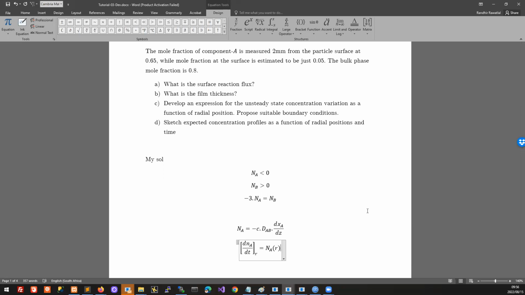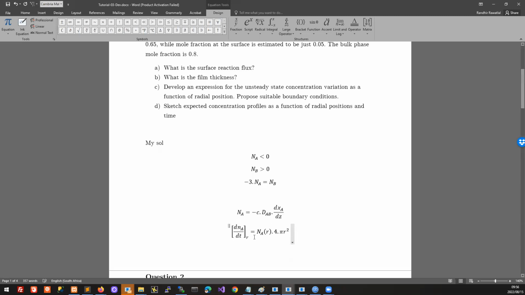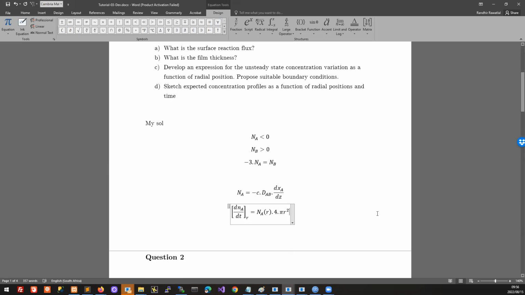Write it like this. And so that's flux, that's on a per area basis. And then we need to multiply by the area there. So that's going to be 4 pi R squared, right? So that's the molar rate at R.